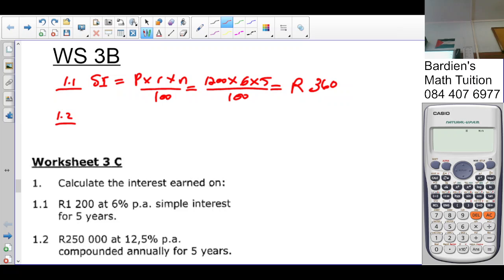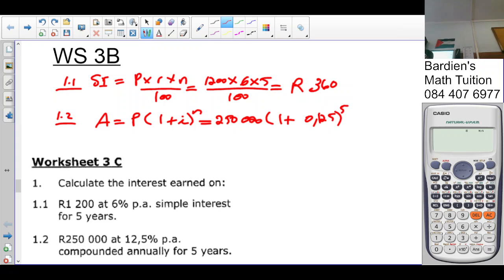Then in 1.2, it says 250,000 at 12.5% per annum, compound annually for 5 years. But I only have one formula for compound interest, not so. What is that formula? A is equal to P into 1 plus i to the exponent n. So your P value, 250,000 rand into 1 plus 0,125 to the exponent 5.